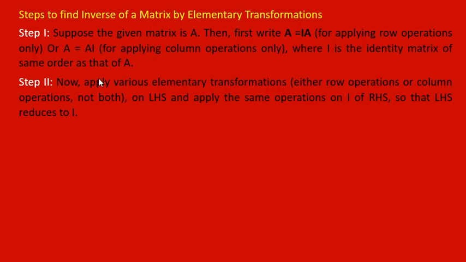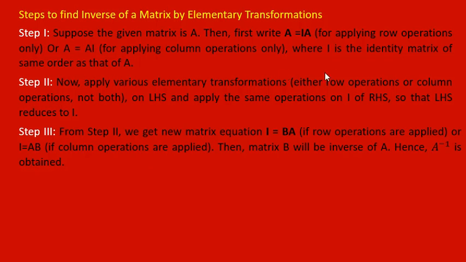Now the second step is, we will apply various elementary transformations, either row or column, on the left hand side, and apply the same operation on I on the right hand side, so that the LHS, that is the left hand side, will reduce to I. Now in this A equal to IA, I will apply row transformations and bring this A to I. Whatever row transformations I am applying to A, the same row transformations I will apply to this I.